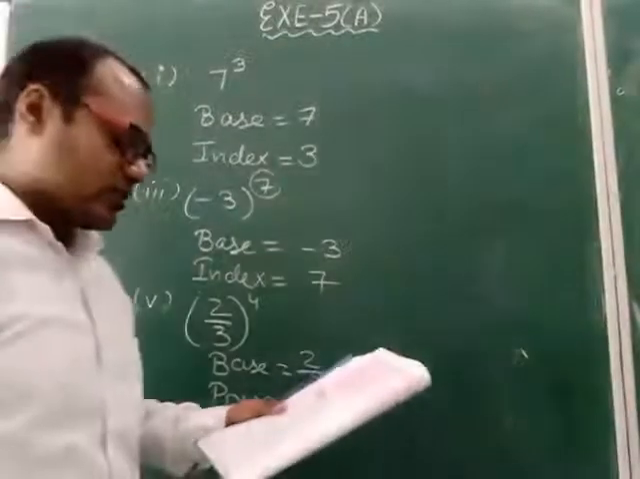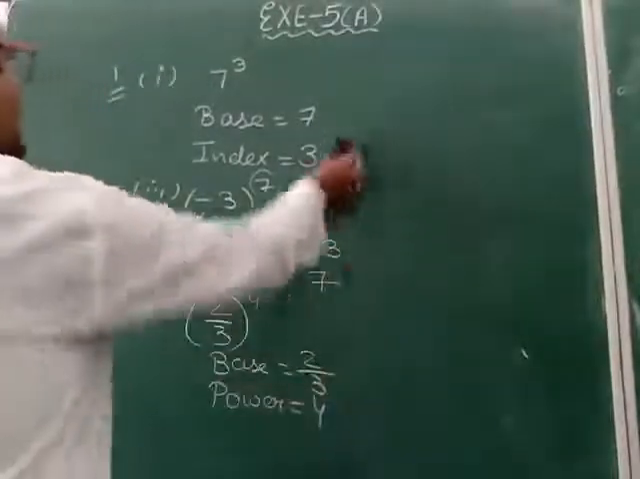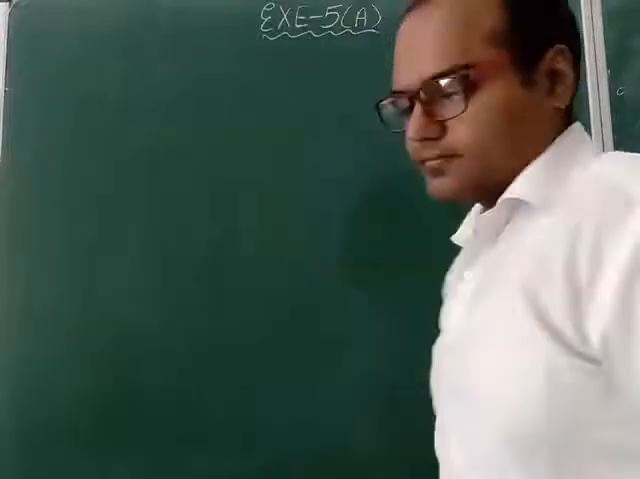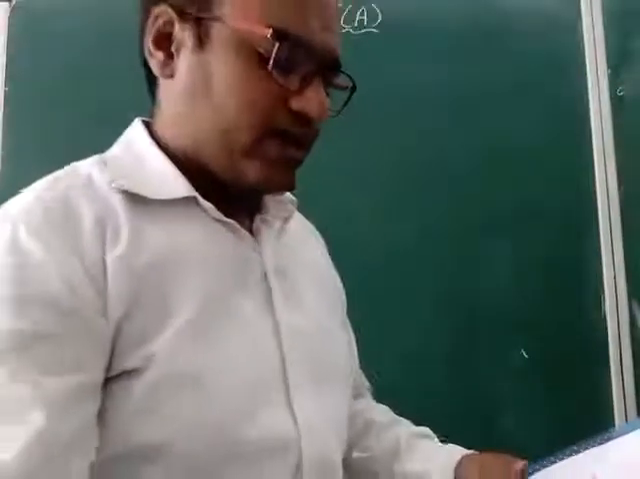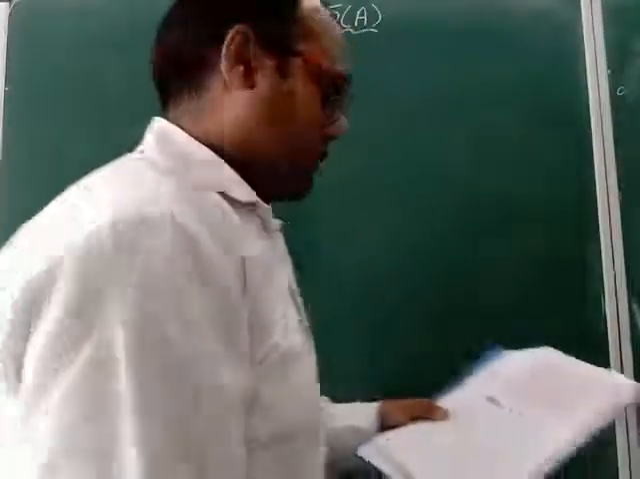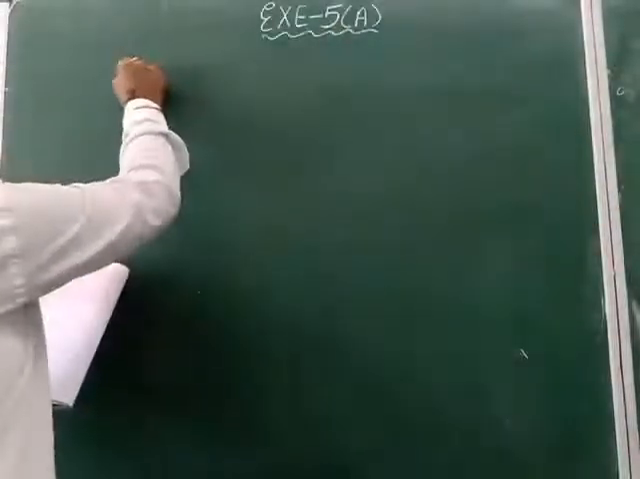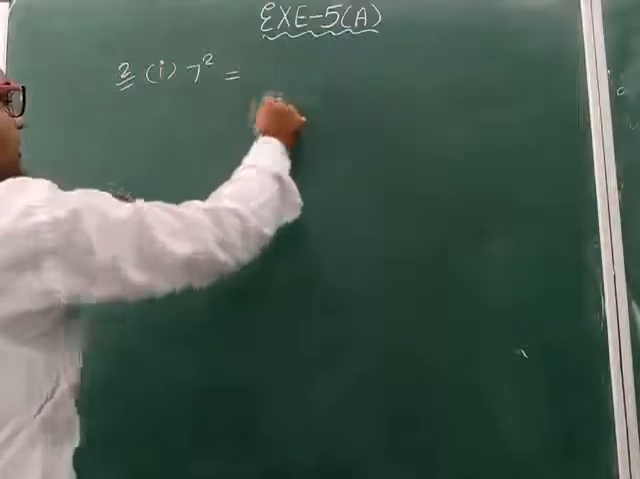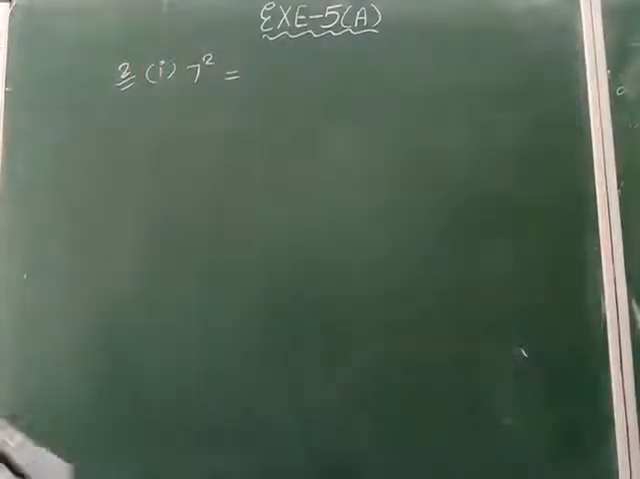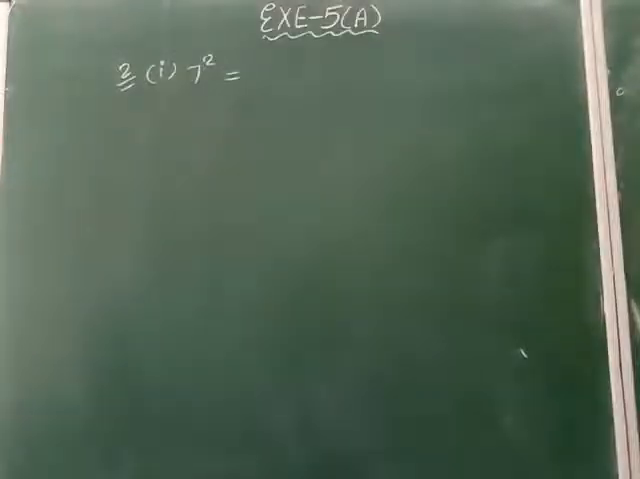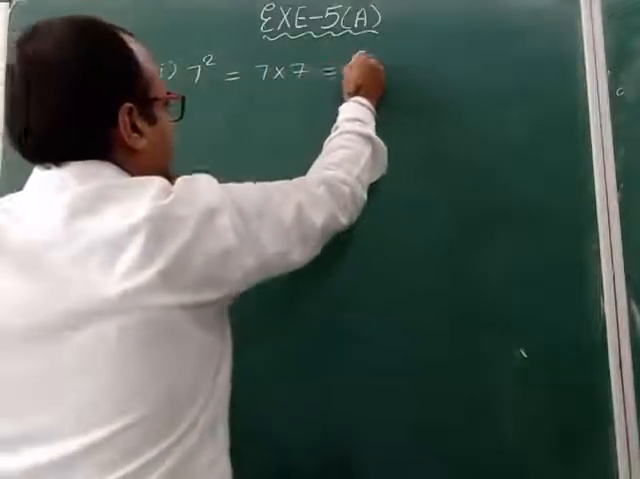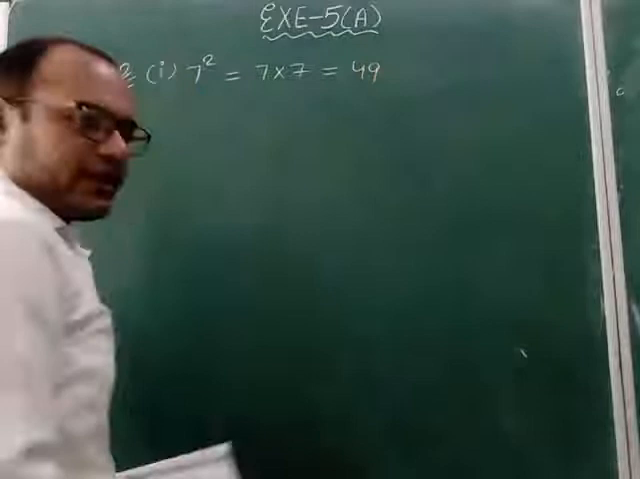Now see the next question, number 2nd. Find the value of each of the following. We have to find the value. First part. 7 power 2 is written. So 7 power 2 means we have to multiply 7 2 times. We can write it as 7 multiply 7, and 7 multiply 7 is 49.